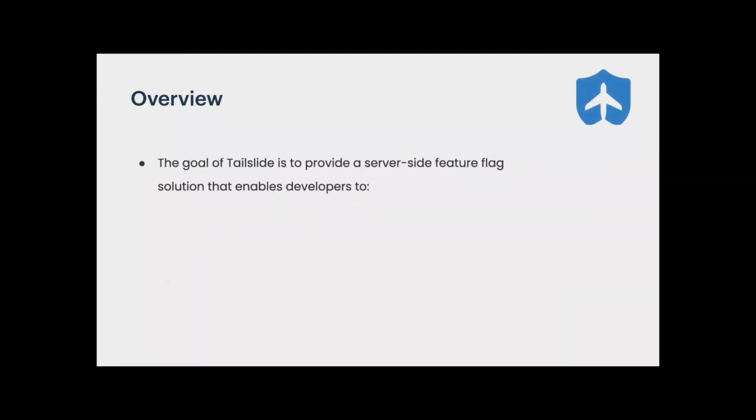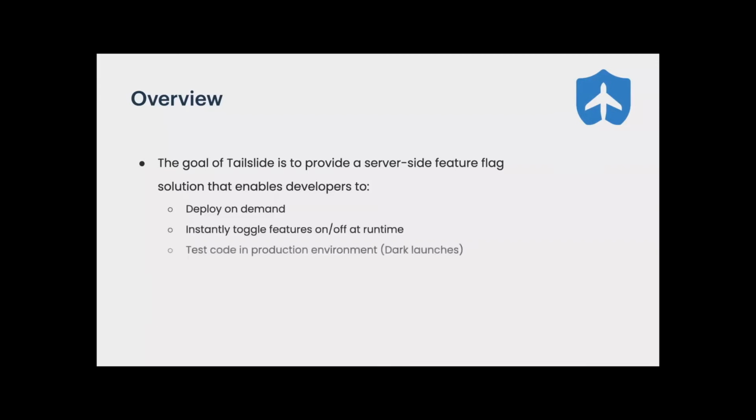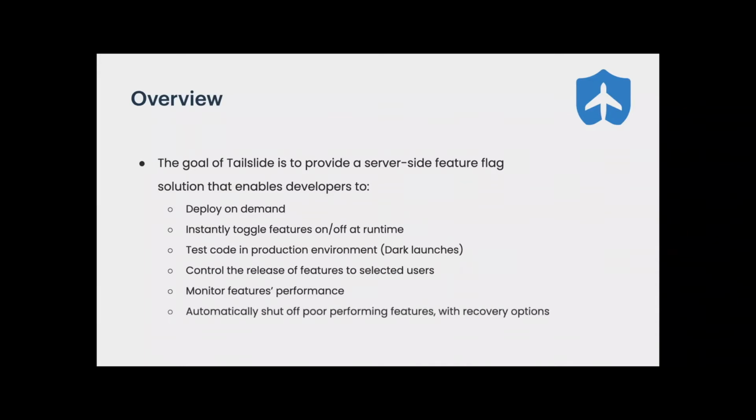Tailslide provides a server-side feature flag solution that enables developers to safely deploy on demand, instantly toggle features on or off at runtime, test code in production environment with so-called dark launches, control the release of features to selected users, monitor features performance, and automatically shut off poor performing features with recovery options.